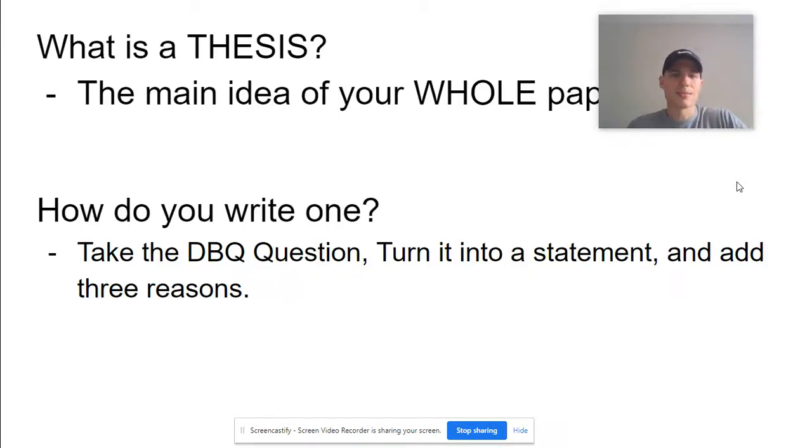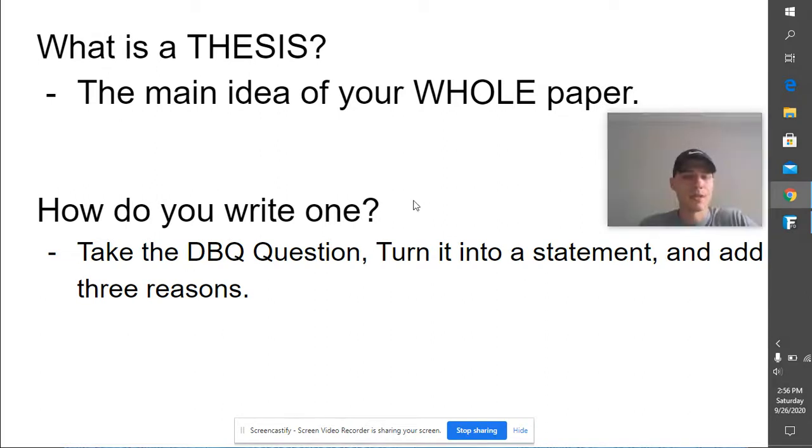So what is a thesis? Thesis statement is something that you're going to hear all throughout your schooling. It is the main idea of your whole paper. And then how do you write one? So in my class, what we do is we teach you have a claim, and then you have your because and your three reasons.